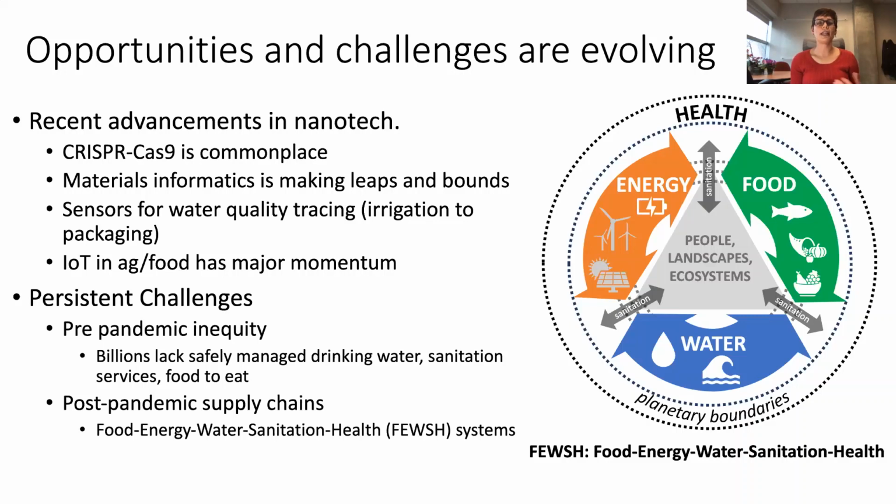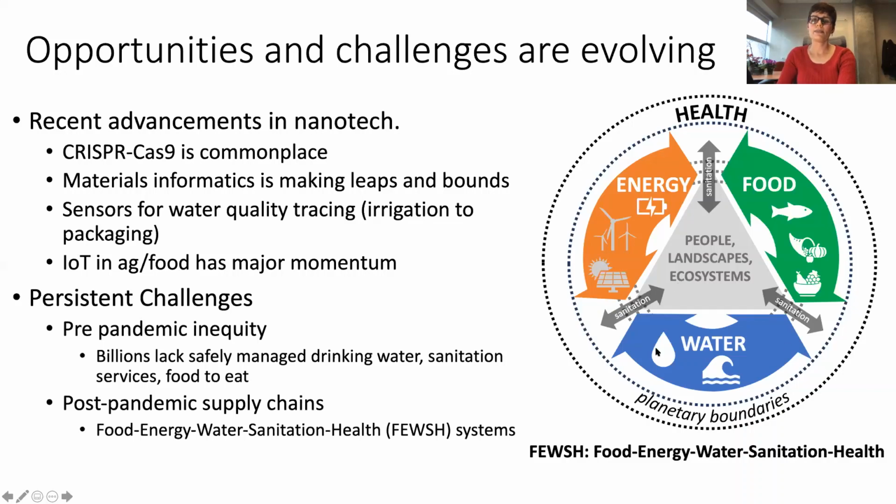So pre-pandemic inequity was there. Billions lack safely managed drinking water, sanitation services, and food to eat. And post-pandemic supply chains: food, energy, water, sanitation, and health systems. So we still have those things that, for many reasons in this complex system, are still not completely tackled. And we need to keep in mind how they are interconnected.